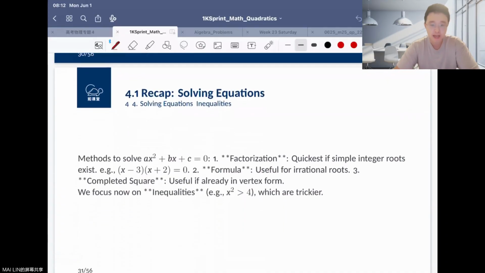So we already have the quadratic equation ax squared plus bx plus c equals 0, right? We have several kinds of situations: first is factorization, second is the formula, and last is completing the square. Okay, so there are three typical problems in the A level P1.